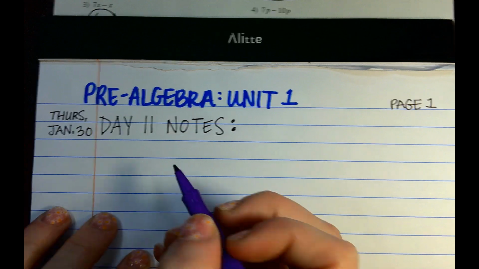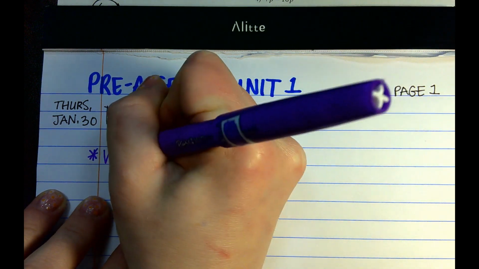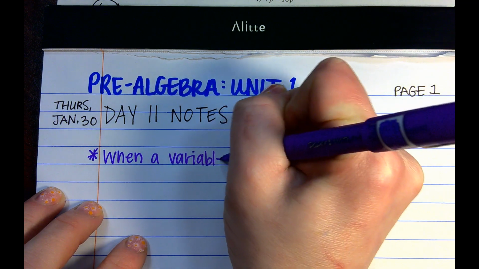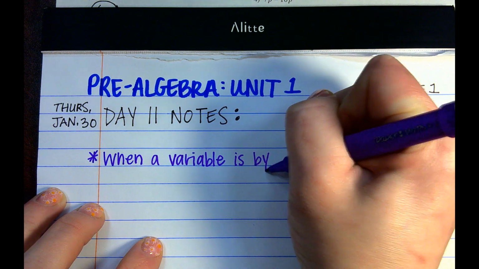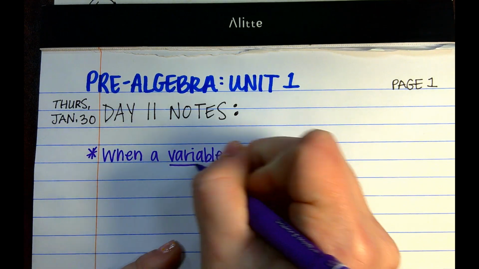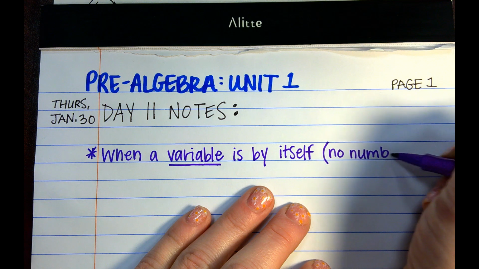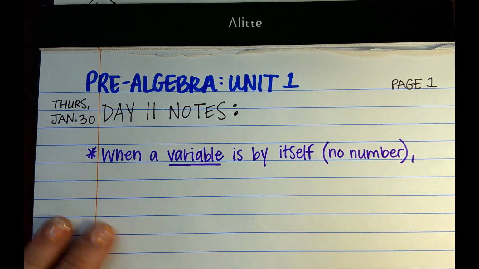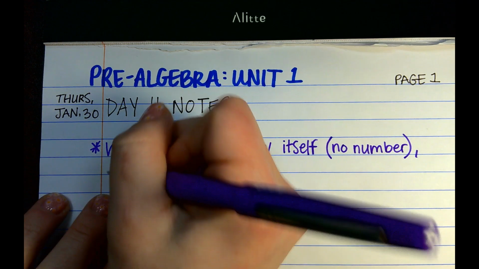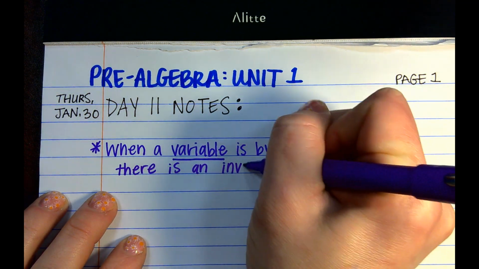So, I'm going to write a little note that says, when a variable is by itself, and I'm going to put in parentheses no number, like there's no number next to it, we can assume that there is an invisible number 1. And I'm going to write some examples.